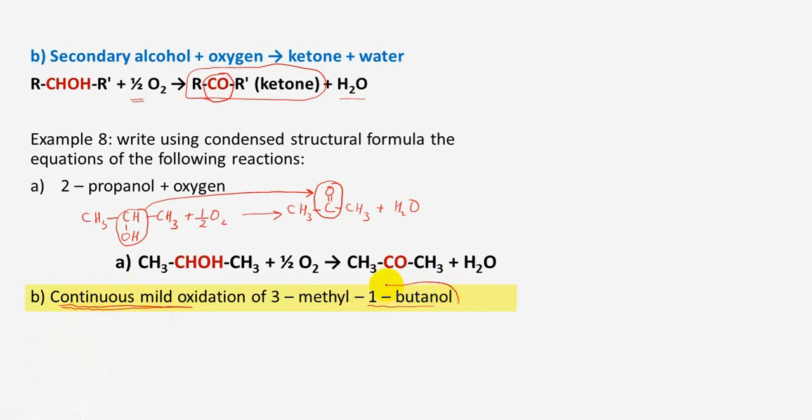In 1-butanol, the position of the hydroxyl group is on number 1, so it is a primary alcohol. In order to write the equation of continuous oxidation of a primary alcohol, this means this primary alcohol will change into carboxylic acid. To write the equation, we have butanol: 1, 2, 3, 4. 1-butanol, we have CH2OH as the first carbon.